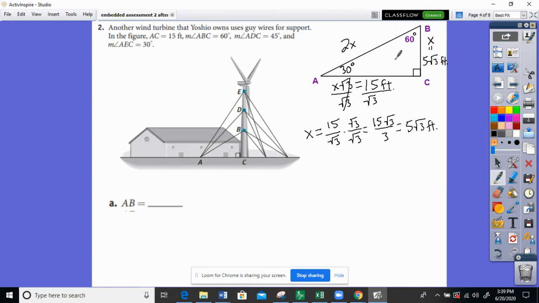In a 30, 60, 90 triangle, if you know the length of the short leg, you just need to double that to get the length of the hypotenuse. So that's going to be 10 times the square root of 3 feet. And that's our answer for the length of segment AB.